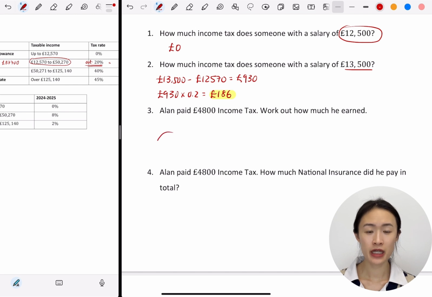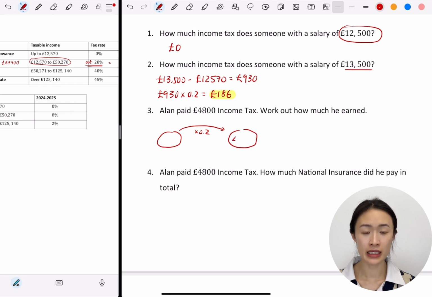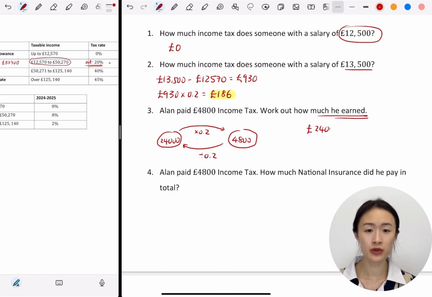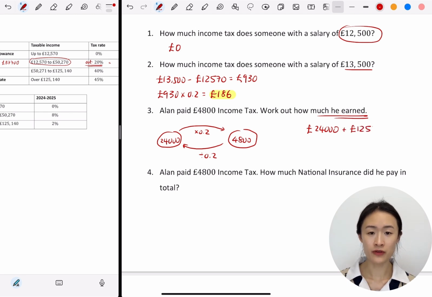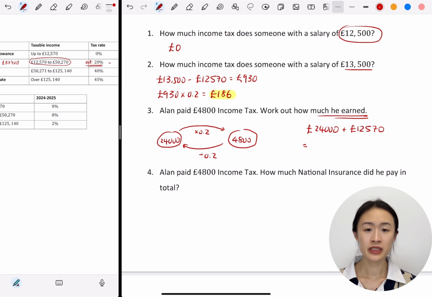Then we know that he's in the basic rate. Then we can use a bubble diagram to work out his taxable income in this bracket. So 20% is 4,800. To work out that number, we can do 4,800 divided by 0.2, and that is 24,000. Alan's total income is 24,000 plus the personal allowance, which is 12,570. Therefore, Alan's total income is 36,570.